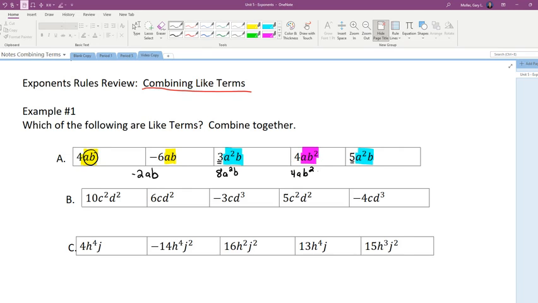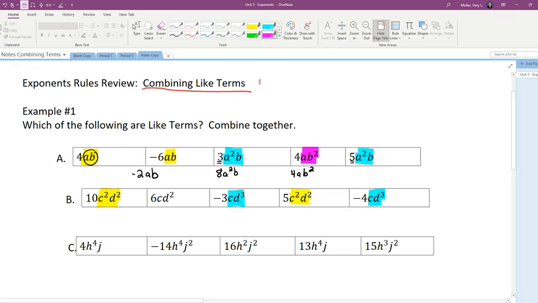So I go to part B, and again, it looks very confusing, and that's why we just have to pay attention. I have C squared D squared. Not the same, not the same, C squared D squared. So these two are the same and can be combined together. This is a CD squared, this is a CD cubed, this is a CD cubed. So the CD cubes can be combined together.